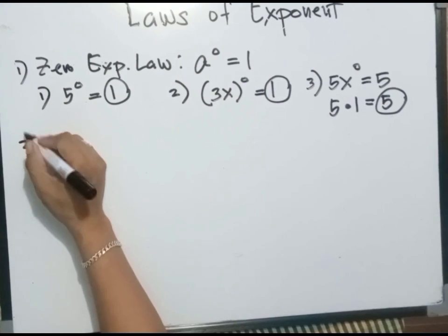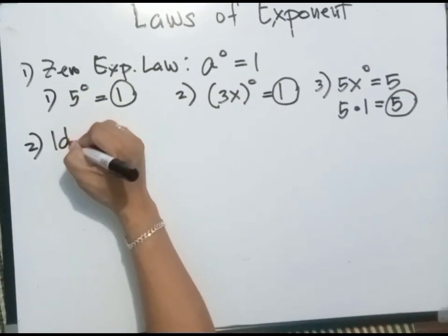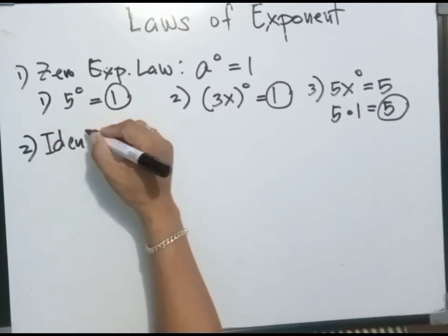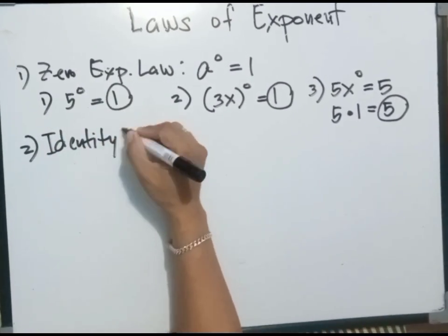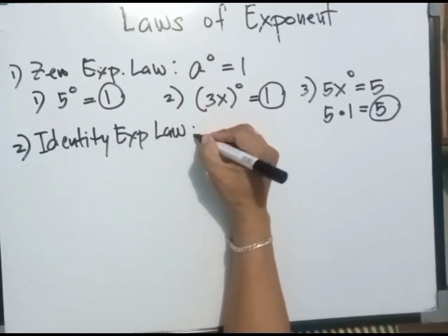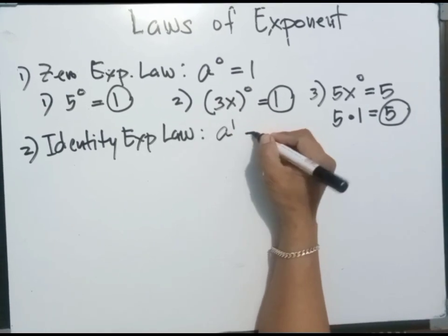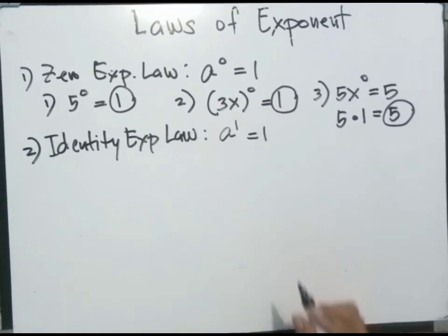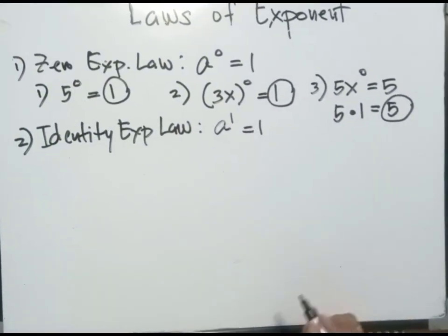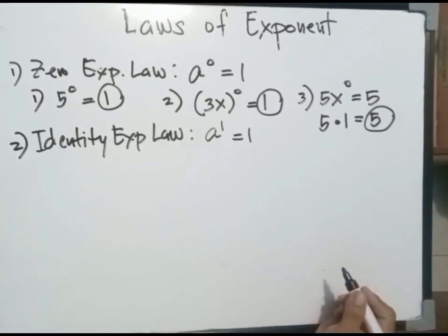Now, let's move to the next law of exponent. The identity exponent law. It states that if a raised to 1, it is equal to a. Anong ibig sabihin? Any number raised to 1 is the number itself.